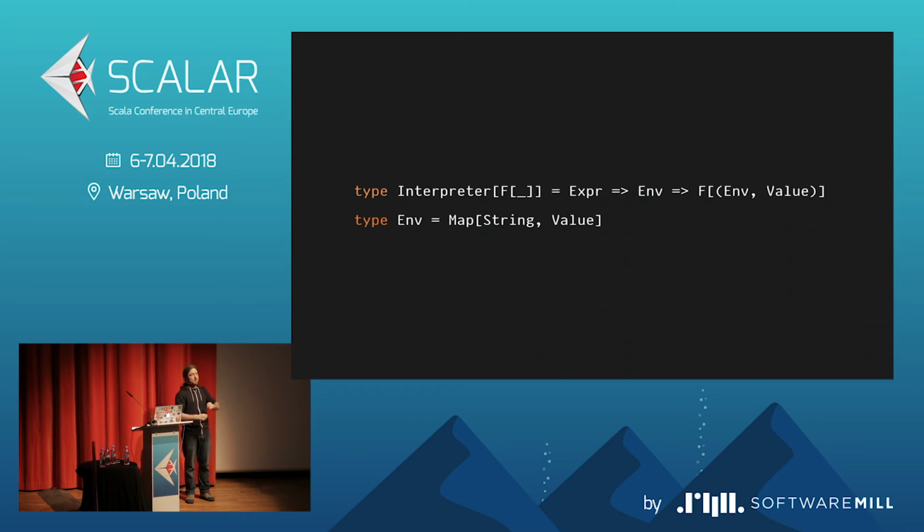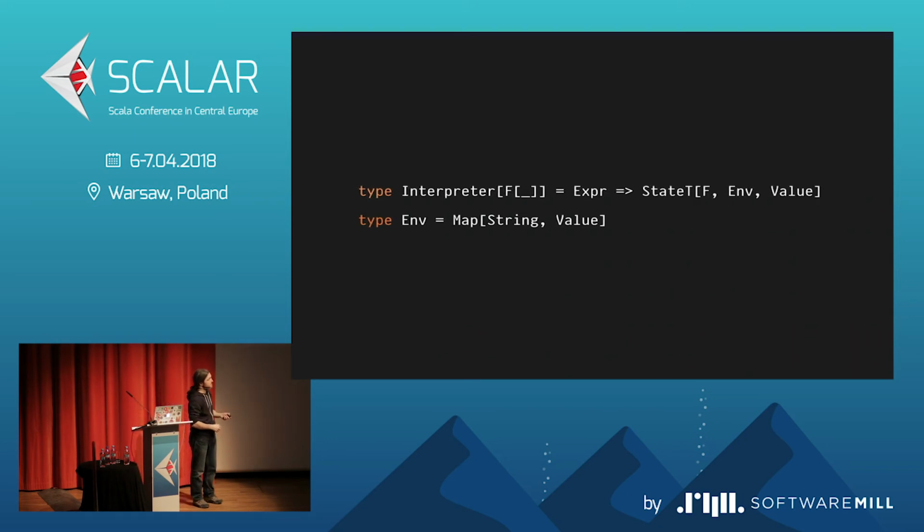So you can imagine we feed in an expression at the beginning, and the result is this giant function that does all these steps, and every step threads the environment to the next step. And there's a name for that. We can use a special monad to represent that, and that's the state monad.